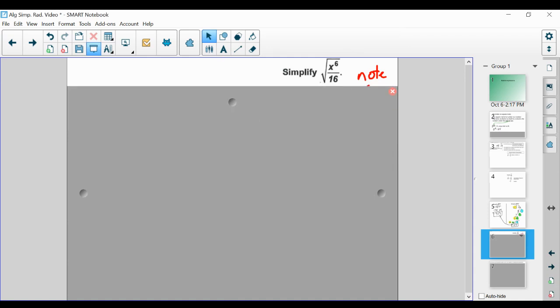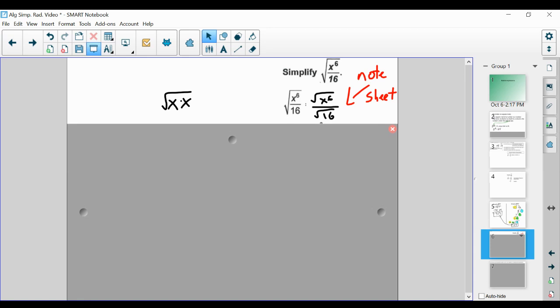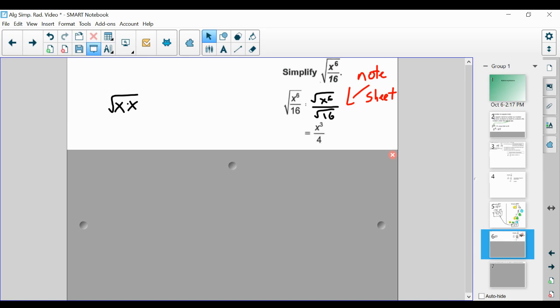let's say we're trying to simplify the square root of x to the sixth divided by 16. There's a quick typo on your note sheet. It should be x to the sixth divided by 16, the square root of all that, is equal to the square root of x to the sixth divided by the square root of 16. We can simplify this now to get x to the third over 4.